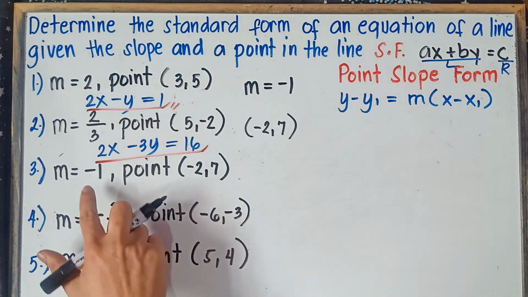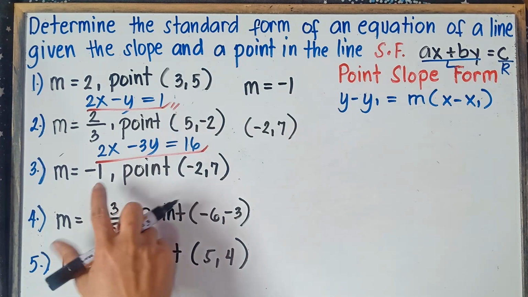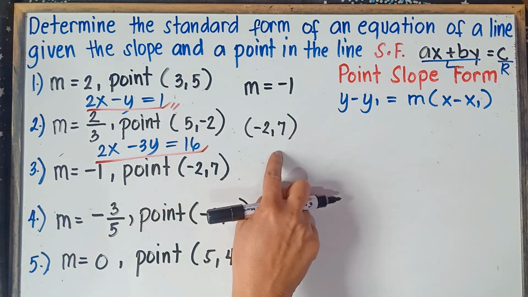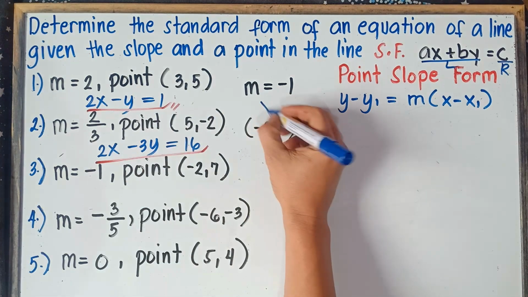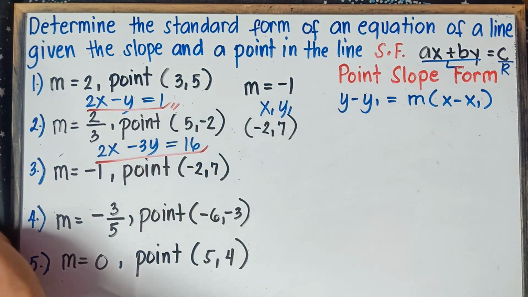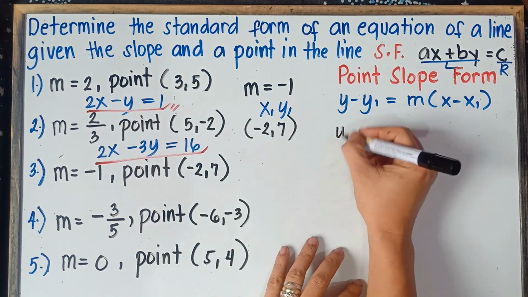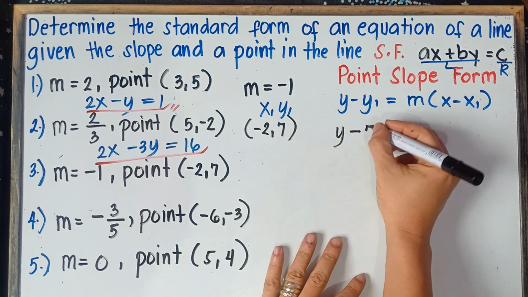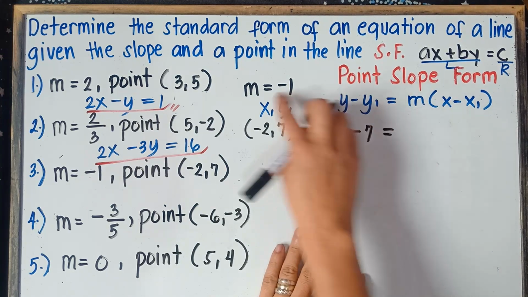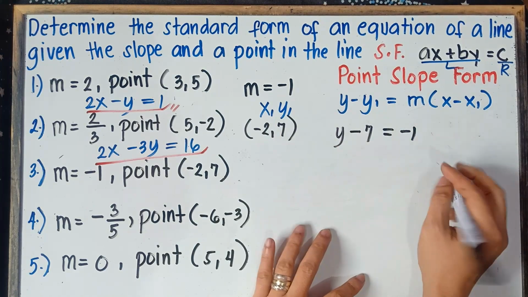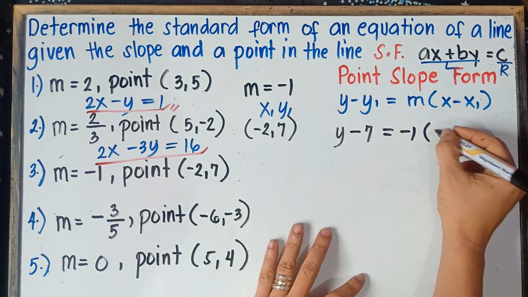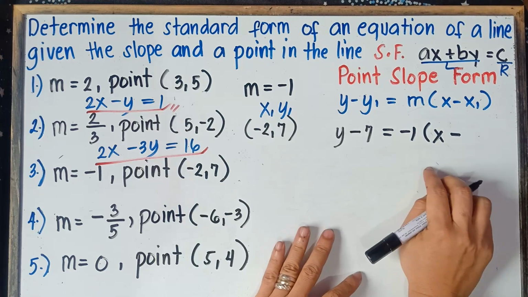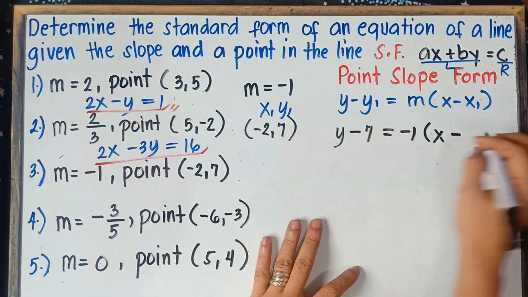So our given slope, we have negative 1. And then given point, we have negative 2 and then 7. So therefore, this will be x sub 1 and then y sub 1. Alright, so simply copy y, copy minus sign, and then the value of y sub 1, that would be 7. Copy equals sign, the value of m, or the slope, that would be negative 1. Open parenthesis, copy x, copy minus sign, and then the value of x sub 1, that would be negative 2.